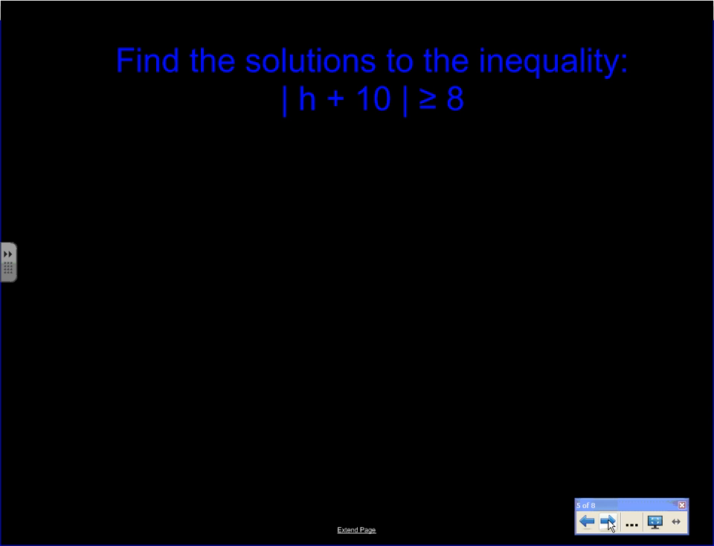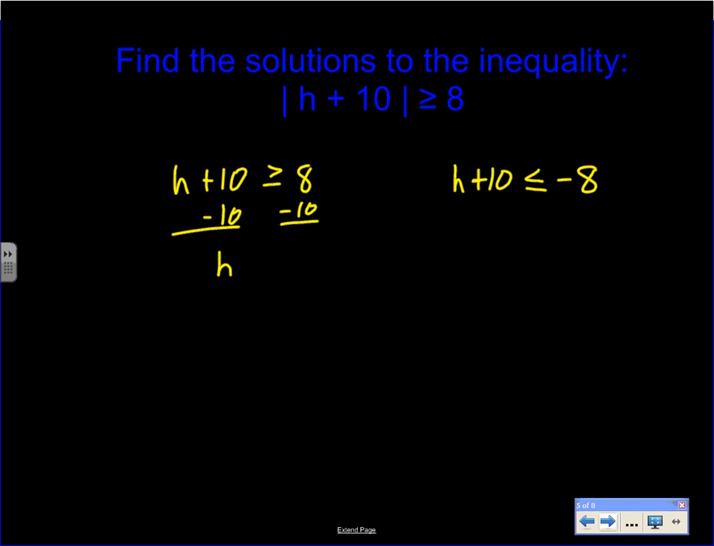Let's go ahead and work this one out. H plus 10 is greater than or equal to 8. It's rewritten without the absolute value. H plus 10, and this time we're going to flip the inequality and change the number after to a negative. We should know how to solve this. H is greater than or equal to negative 2. H is less than or equal to negative 18.